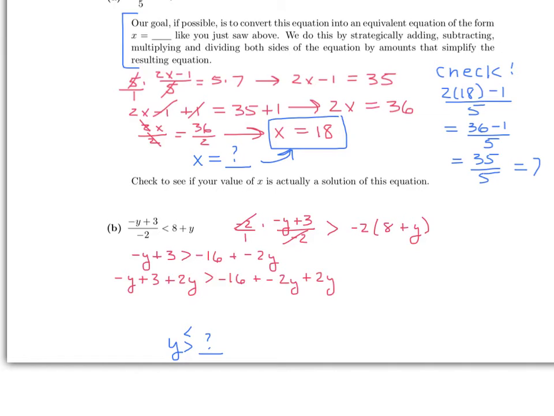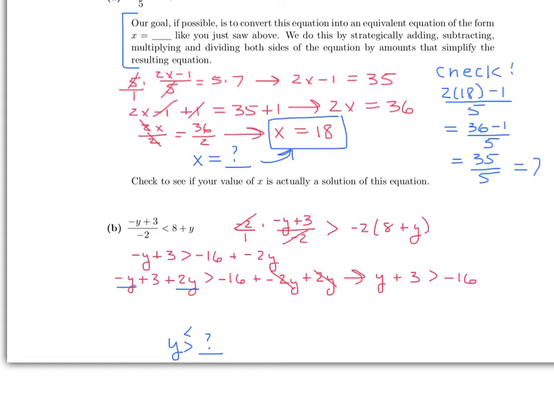When we do this, notice we have a -2y plus 2y, and they cancel and leave 0. So the resulting inequality becomes, well, let's look at the left side. Notice we can do some simplifying here. We have like terms. -y plus 2y yields a positive 1y, or y. And then we add 3 to that, and this has to be greater than -16.